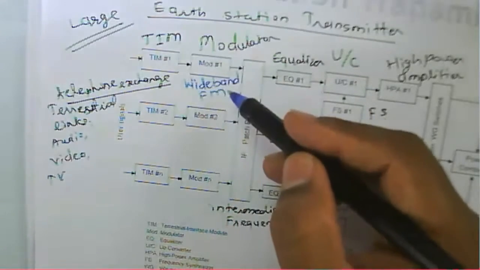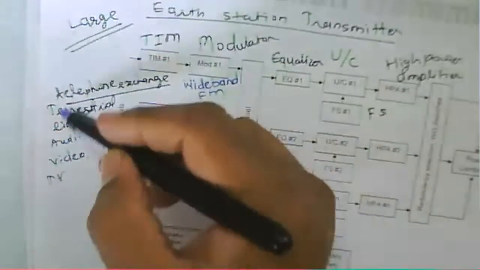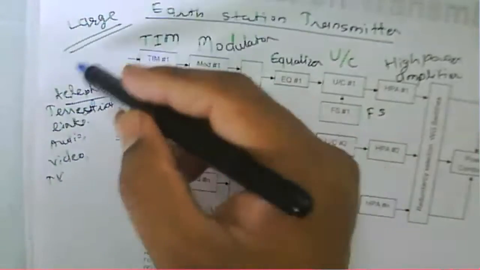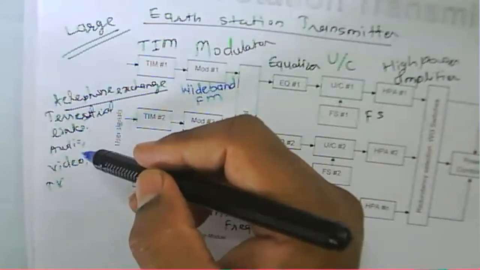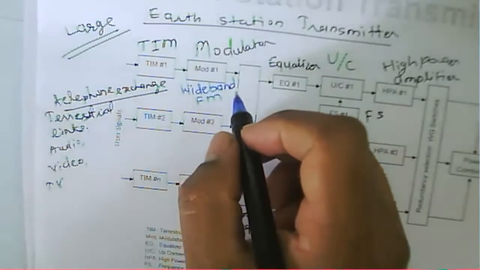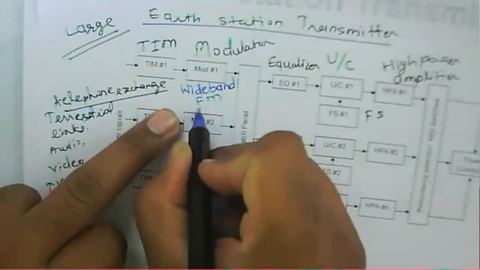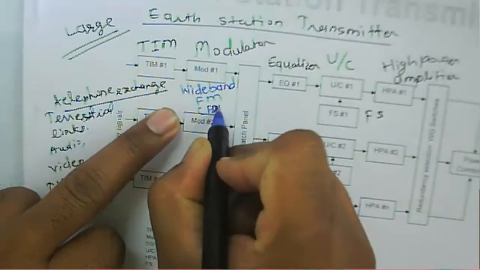modulating whatever the analog voice channel or analog television channel, onto the frequency division multiplex signal, or FDM.